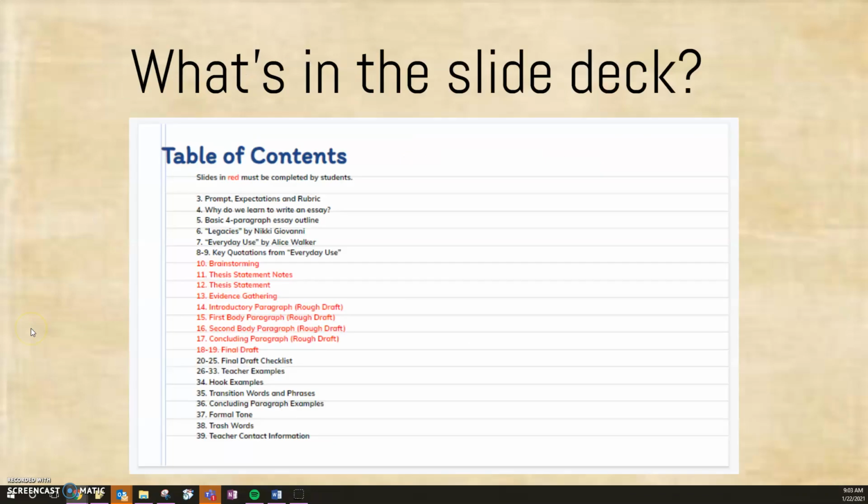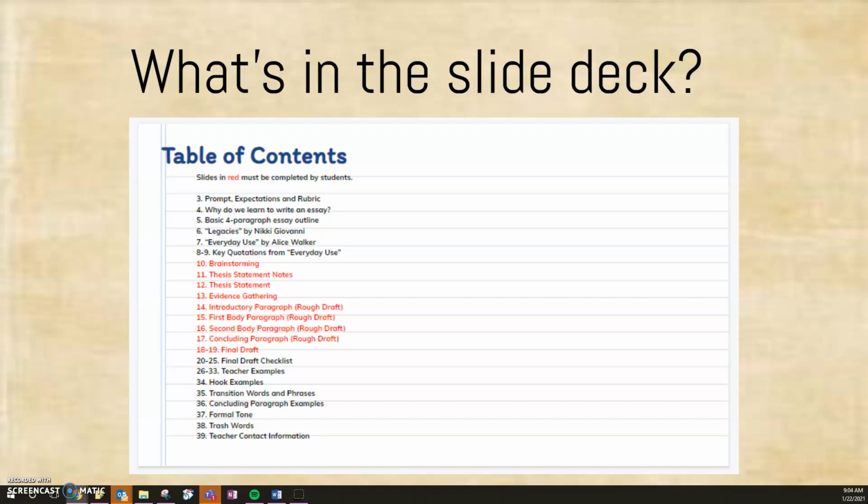In the slide deck, you will find the prompt, expectations, and rubric, a brief explanation of why we learn to write essays, a basic 4-paragraph essay outline, the poem Legacies by Nikki Giovanni, the short story Everyday Use by Alice Walker, and key quotations from Everyday Use.